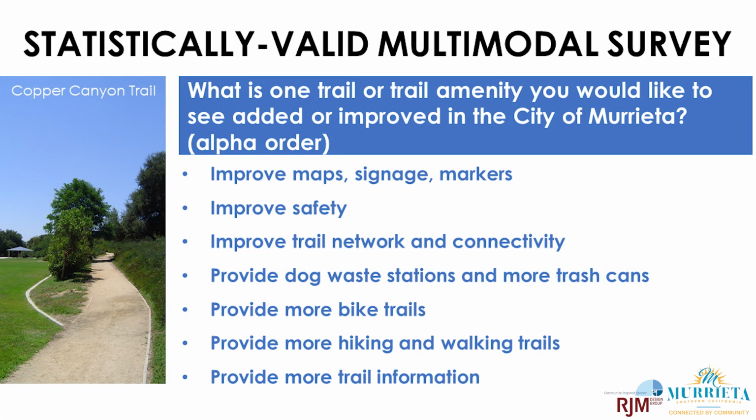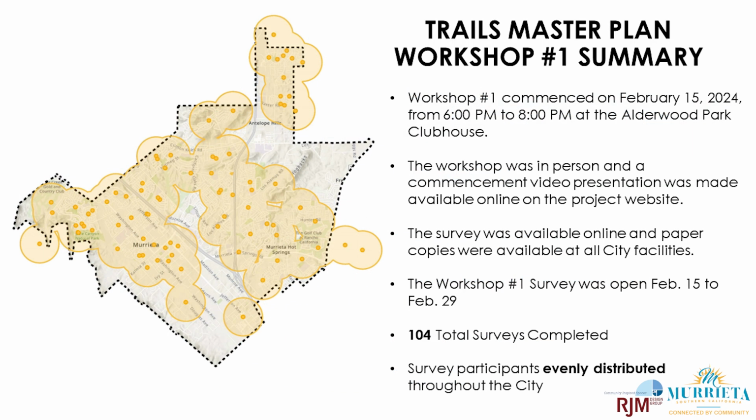Some of the requests for improvements that we heard during the multimodal survey include improved maps, signage, markers, improved safety, improved trail network and connectivity, provide dogway stations, more trash cans, provide more bike trails, more hiking and walking trails, and more trail information. Workshop 1 was conducted on February 15th from 6 to 8 p.m.